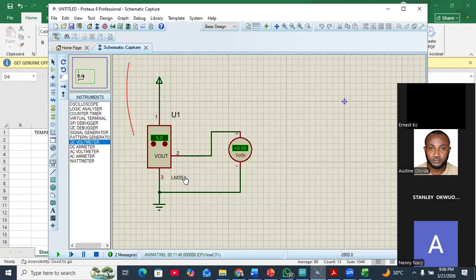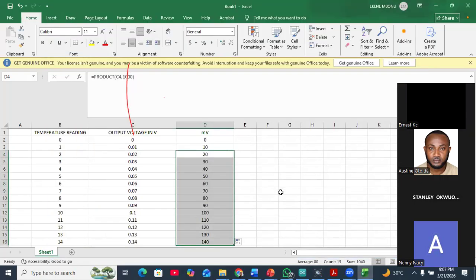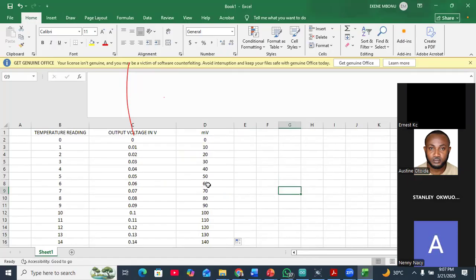Some of these things are not rocket science. These are the things one can actually do in a lab. So having gotten the readings, how do we get an equation that describes this?